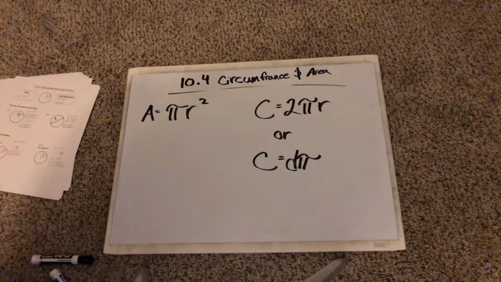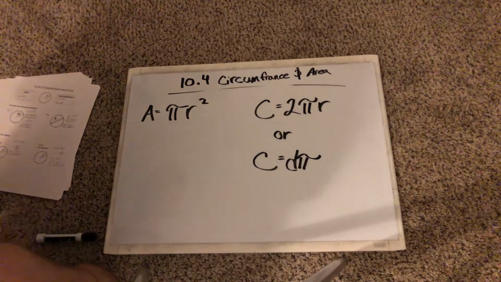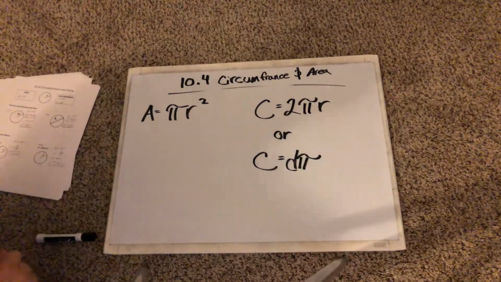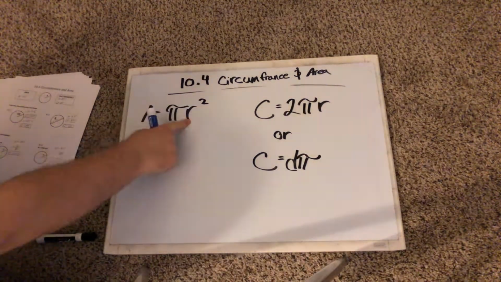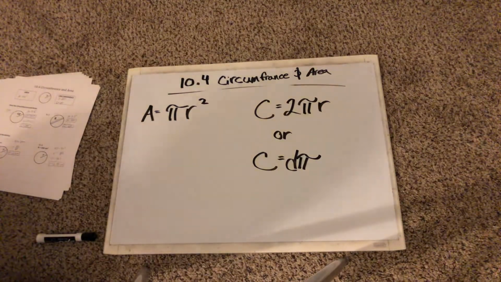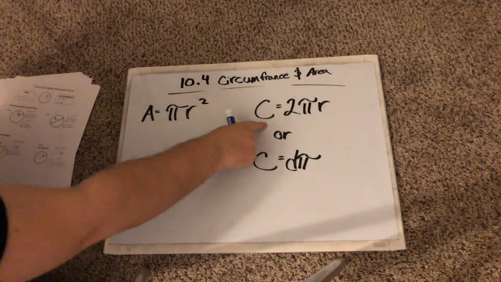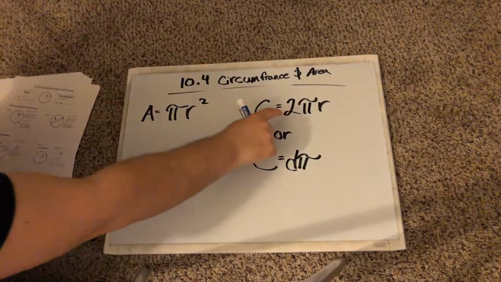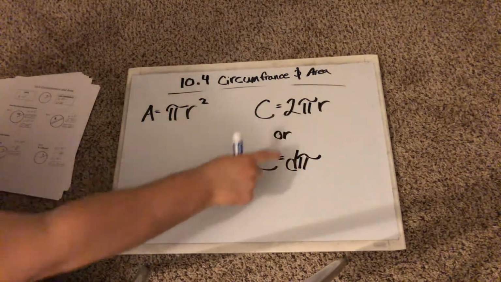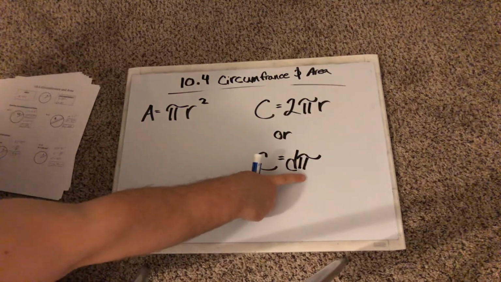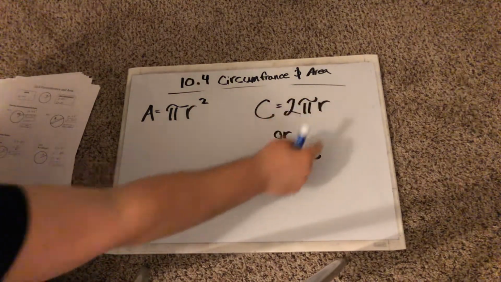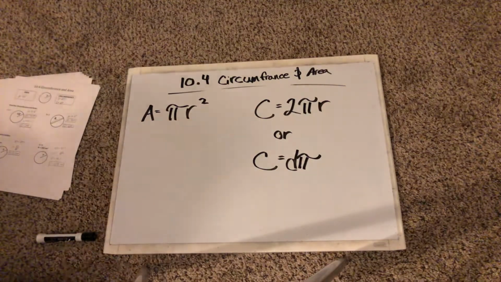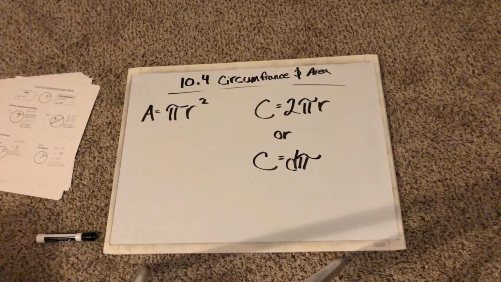We're going to do 10.4 today, which shouldn't be too bad. It's just about circumference and area, so it's kind of a review. We know that the formula for area is pi times the radius squared, so pi r squared. The equation for circumference, the outside or perimeter of a circle, is 2 pi r, or you can write it as the diameter times pi, because 2 times the radius is the diameter. So either way is perfectly fine.